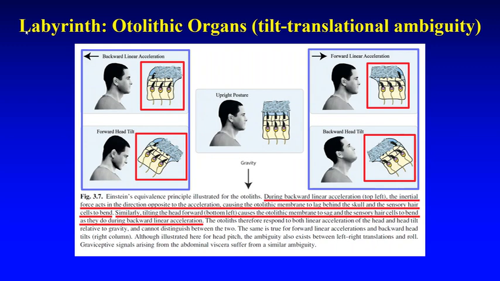So, the otolith recognizes the linear head acceleration, which is backwards, and the forward head tilt by bending the hair cells similarly. It cannot differentiate between the two. The otoliths therefore respond to both linear accelerations of the head and the head tilt relative to gravity, and cannot distinguish between the two.